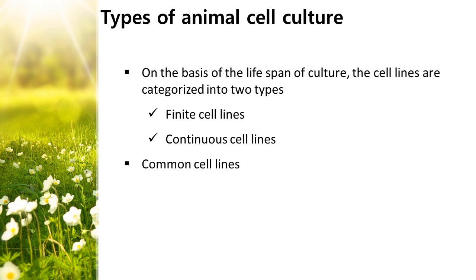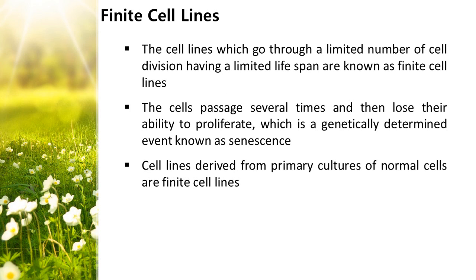And here come the other types of animal cell culture based on lifespan. Already we discussed finite cell lines and continuous cell lines. So finite cell lines, these cells grow through a limited number of divisions. So their lifespan is limited. When the cells are passaged several times, they lose their ability to proliferate. They cannot reproduce or multiply. Generally, the cells derived from primary cultures are finite cell lines.